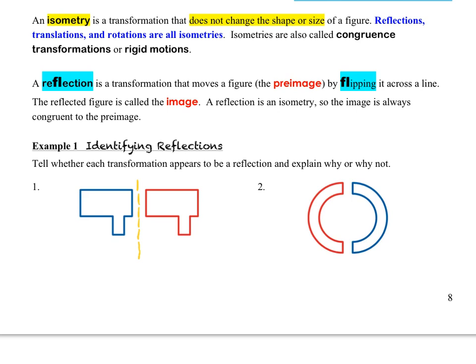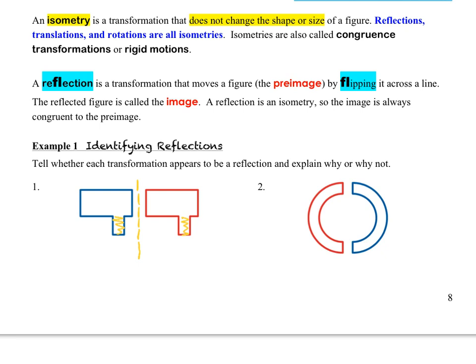Is one a mirror image of the other? And in this case, the answer, of course, is no. One is not a mirror image of the other. And the reason is because we can think of the little post towards the bottom. On the blue pre-image it is on the right hand side, and on the red image it is also on the right hand side. So they're not actually mirror images of each other.